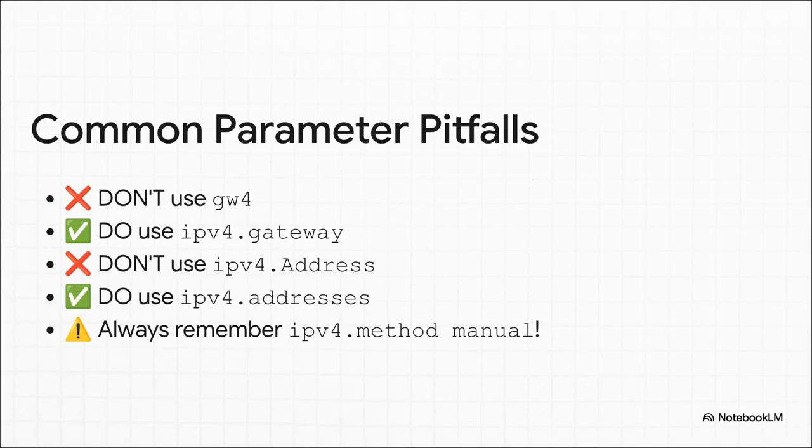Now, let's talk about a few things that can trip you up. NMCLI is, well, it's very picky about its parameters. So getting these details exactly right is everything. For instance, it's ipv4.gateway, not gw4. A tiny typo like that can cause the whole thing to fail, and sometimes it won't even give you a clear error message. So be careful.